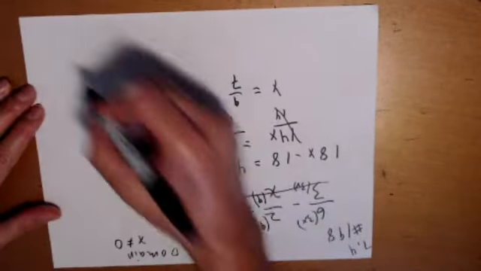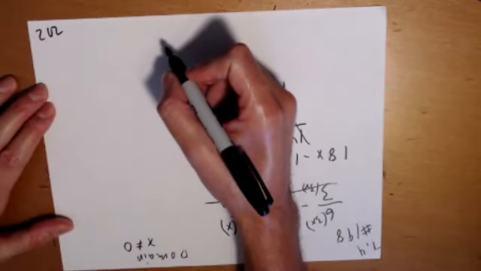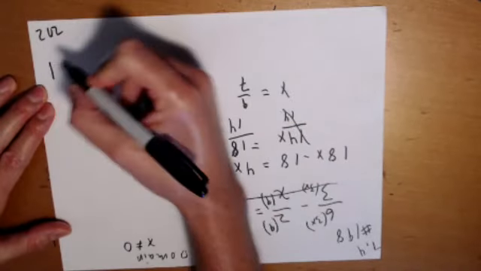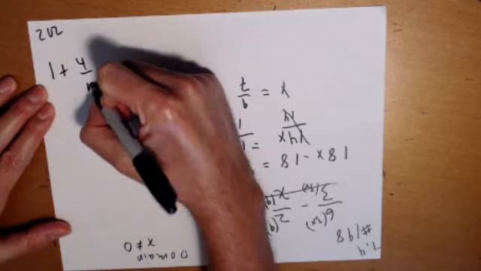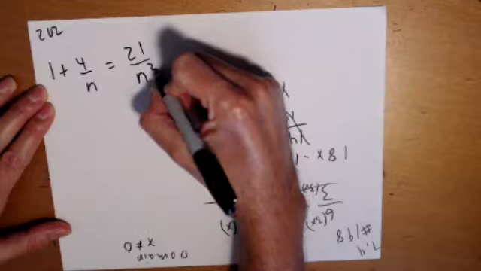Probably got some room if I turn it over. 202. They use the letter N. I could use N. I prefer X, but whatever. N equals 21 over N squared.